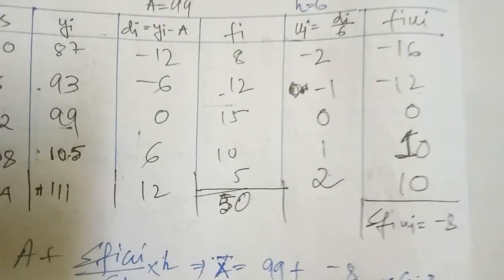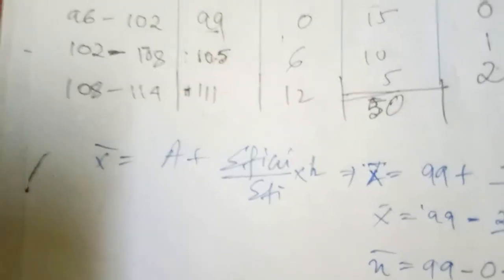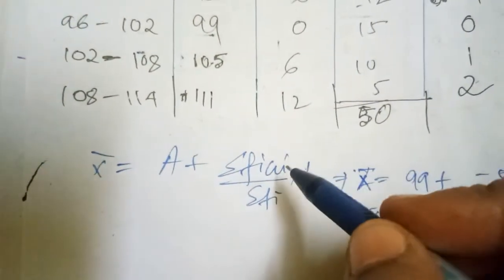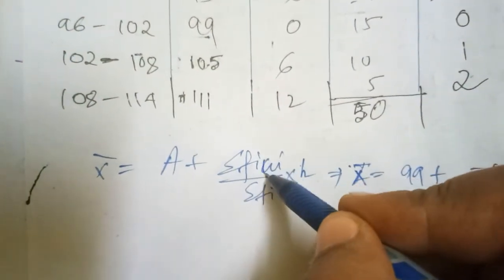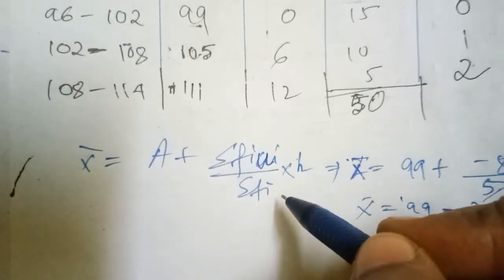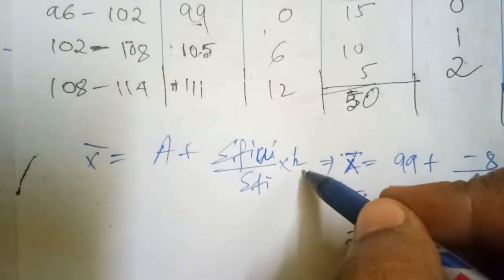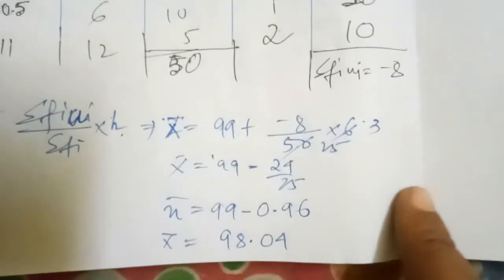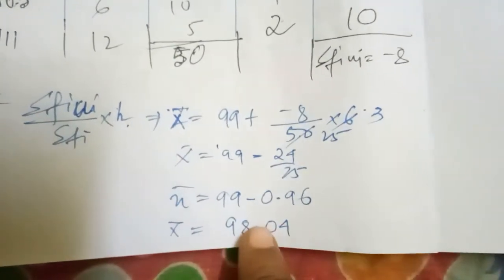Okay, now you put in the formula that you know. The formula is x bar equals a plus summation fi ui by summation fi, into h. Now you put the value. After putting the value, see, the answer is also coming the same.